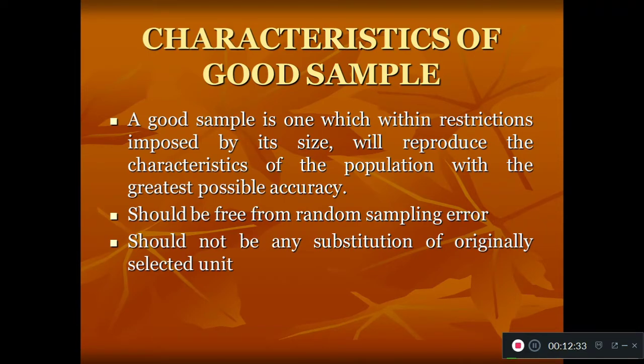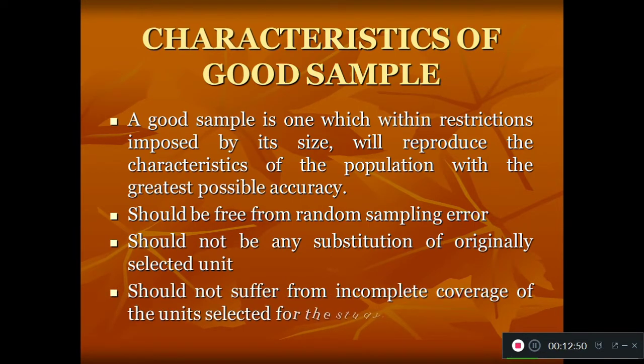Our sample must have originality. For example, I do a study among nursing students. If I didn't get nursing students, I should not use physiotherapy students or pharmacy students to participate in my research. So that leads to contamination of the sample. And the sample should not suffer from incomplete coverage of units selected for the study.